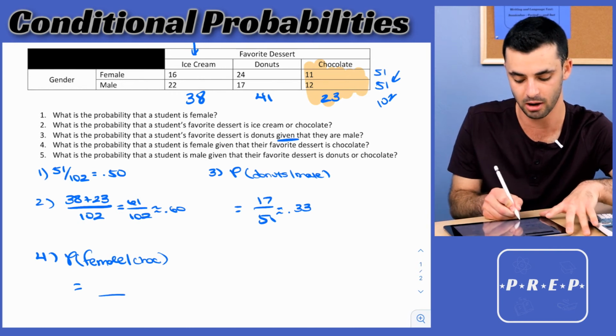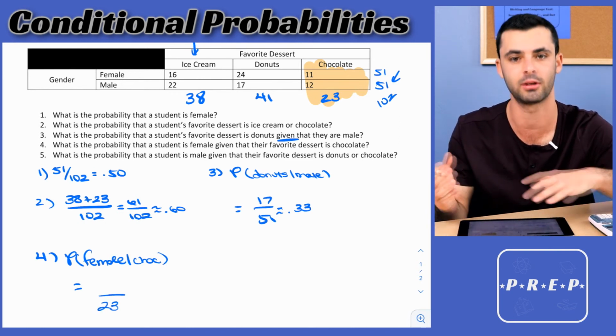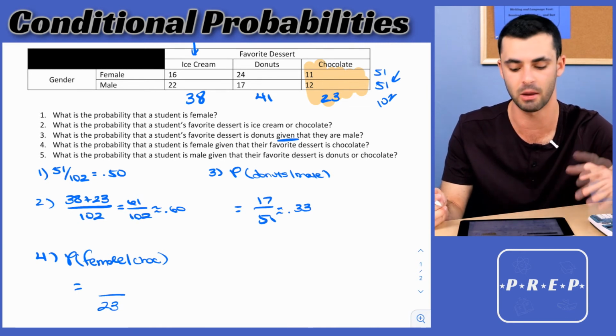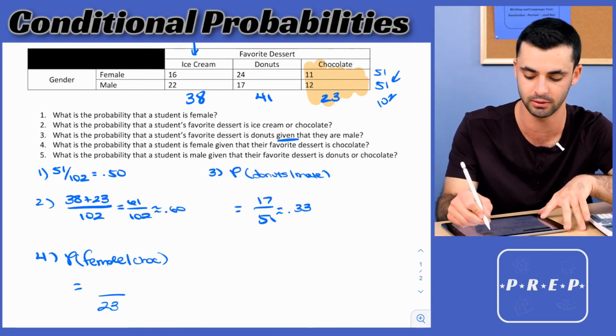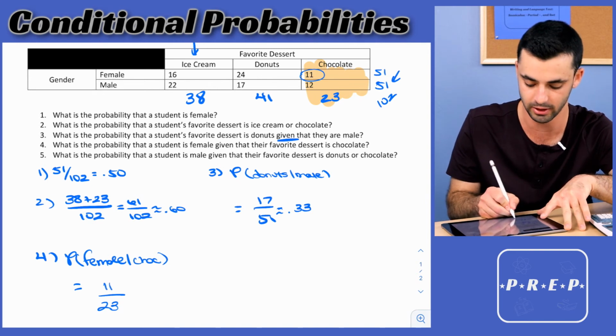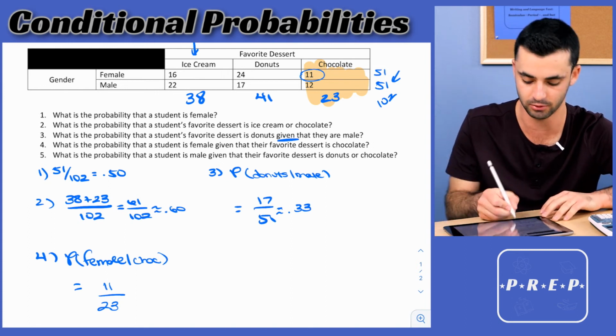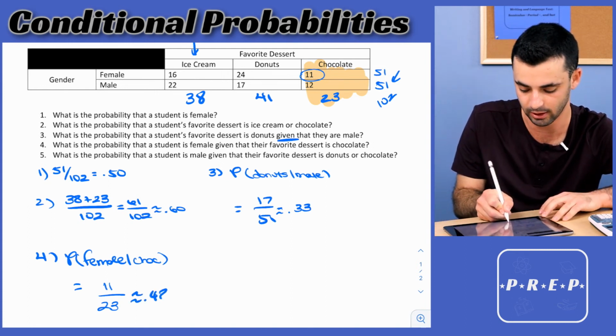So that is my new denominator because I only want to concern myself with how many people prefer chocolate, 23. Of those, how many are female? Well, that's the intersection between female and chocolate, or 11. So my answer here is 11 over 23. And that would be 0.478, which rounds to about 0.48.